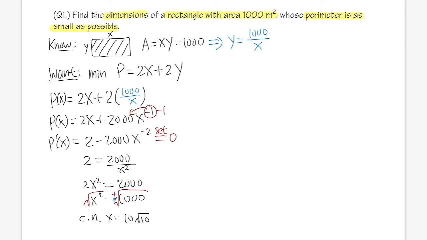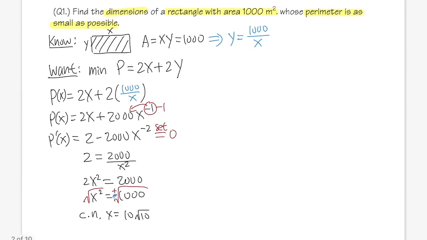Alright, now we will have to test out if this is indeed a minimum or maximum. Let's do the second derivative test, meaning take the second derivative, p double prime of x. Look at this and take the derivative. The derivative of 2 will give you 0, and for the derivative of this, we put the negative 2 to the front, and then minus 1. We get positive 4,000 times x to the negative 3.